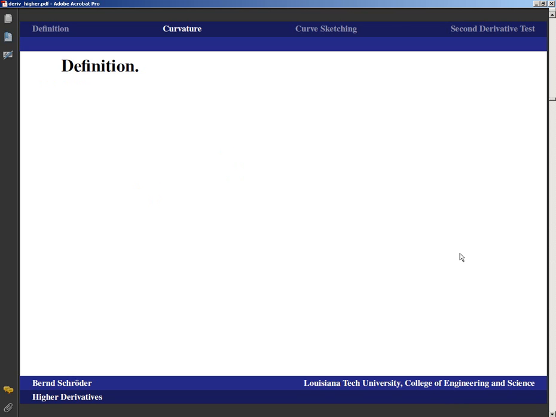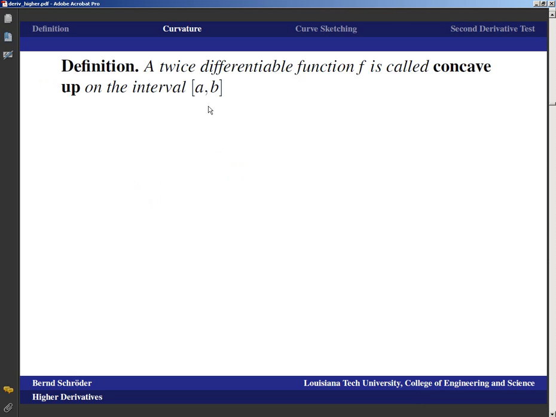Okay, so how does that connect to higher derivatives? A twice differentiable function is called concave up if and only if the second derivative is greater than 0 for all x in the interval (a, b). Well, that sounds kind of strange, but let's see. The second derivative is the slope of the first derivative. And so basically, if the slope of the first derivative is positive, that means that the first derivative is increasing, and that means that your tangent lines are tilting up. So that is something that is called concave up.